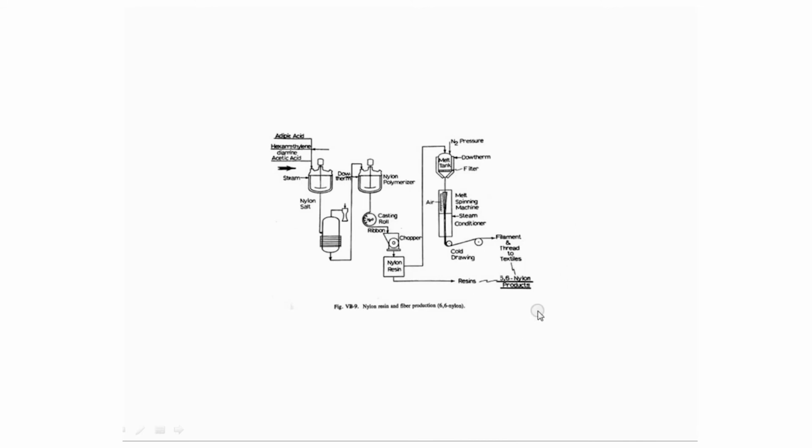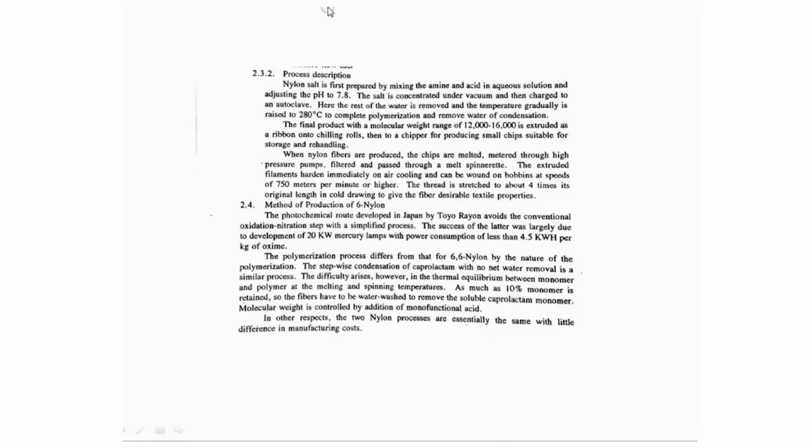It all depends upon the market, whether threads are having marketability, film is having marketability, or people are ready to purchase the nylon 6,6. It all depends upon the 3 routes. When nylon fibers are produced, chips are melted and metered, so in a continuous manner they are transported. That is the meaning of metered.